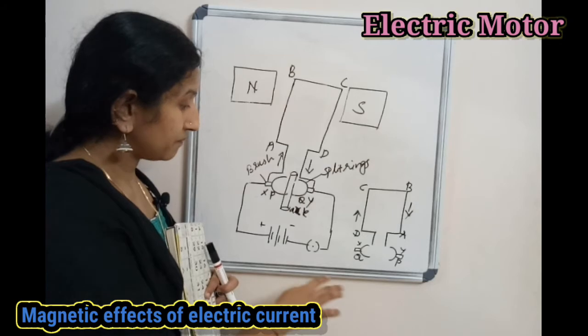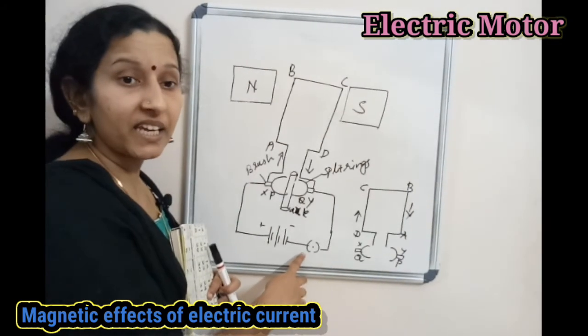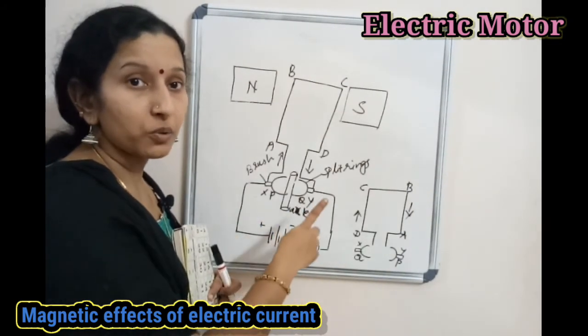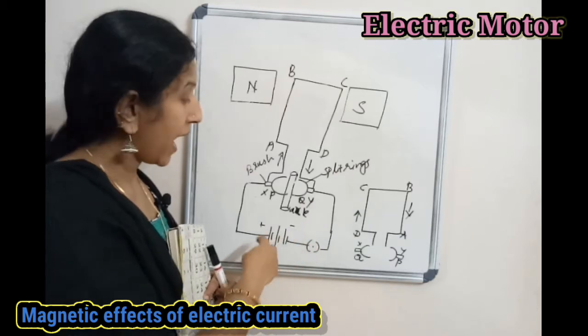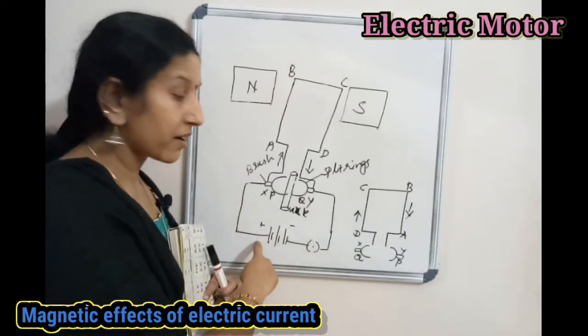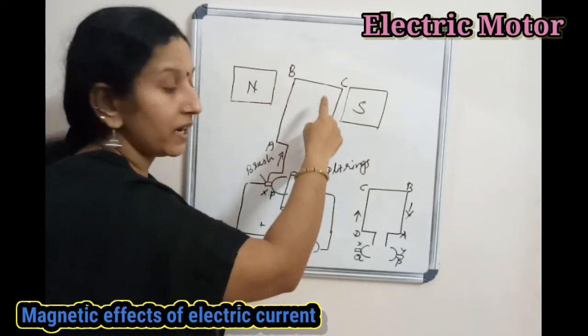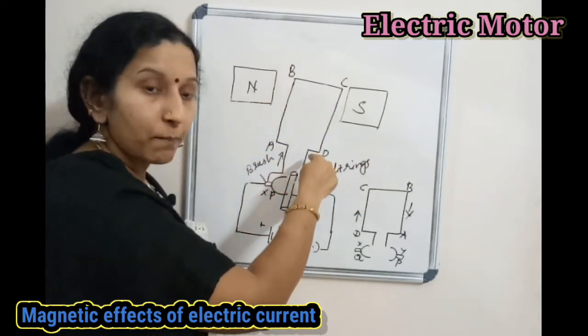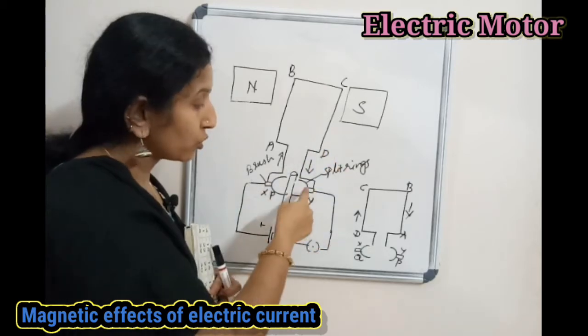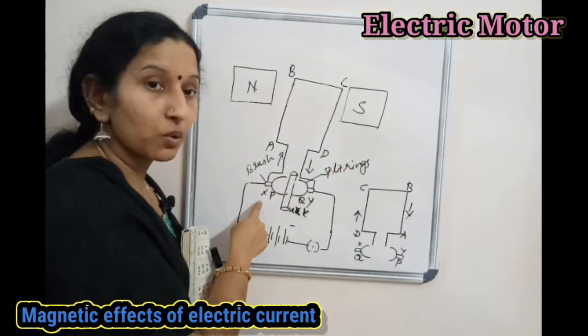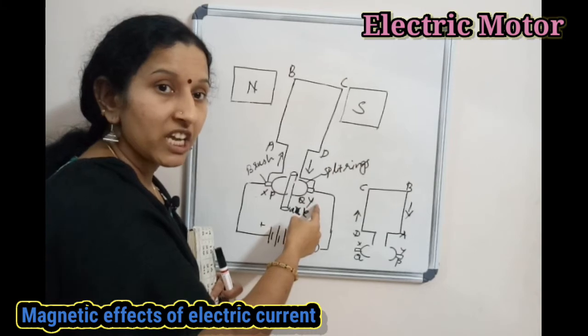Okay, and on plugging the key, electricity starts to flow through the circuit, and the current from the battery through the brush X enters the coil and flows back to the circuit through the brush Y. So it enters through X and returns through the brush Y.